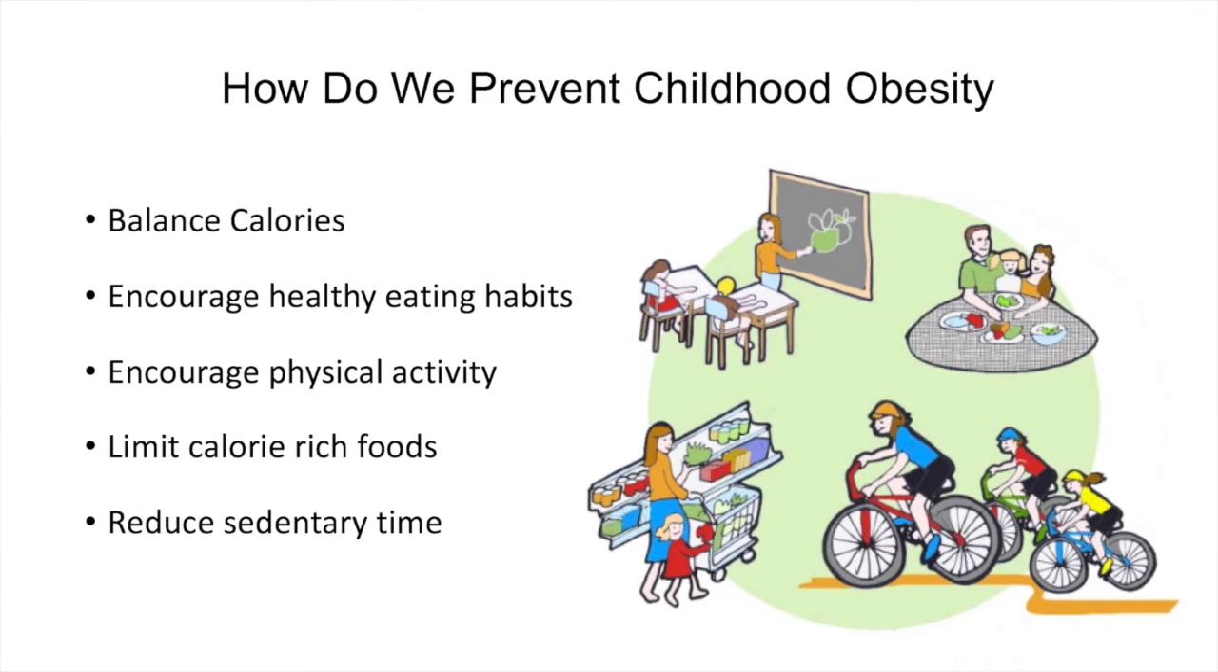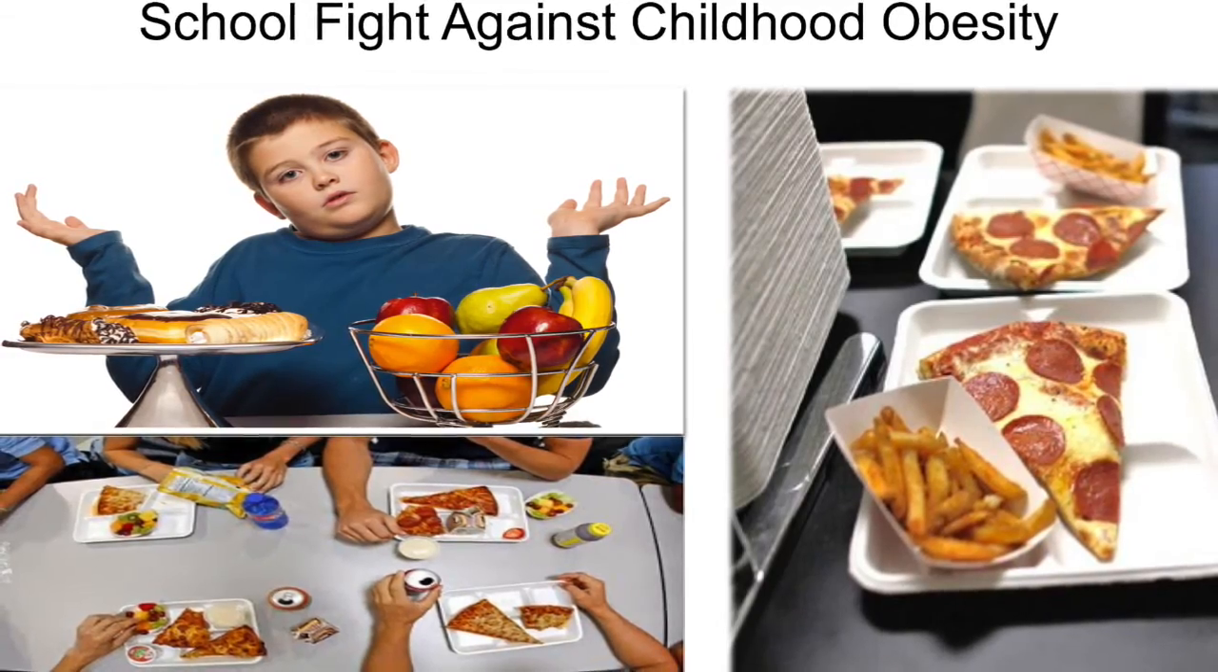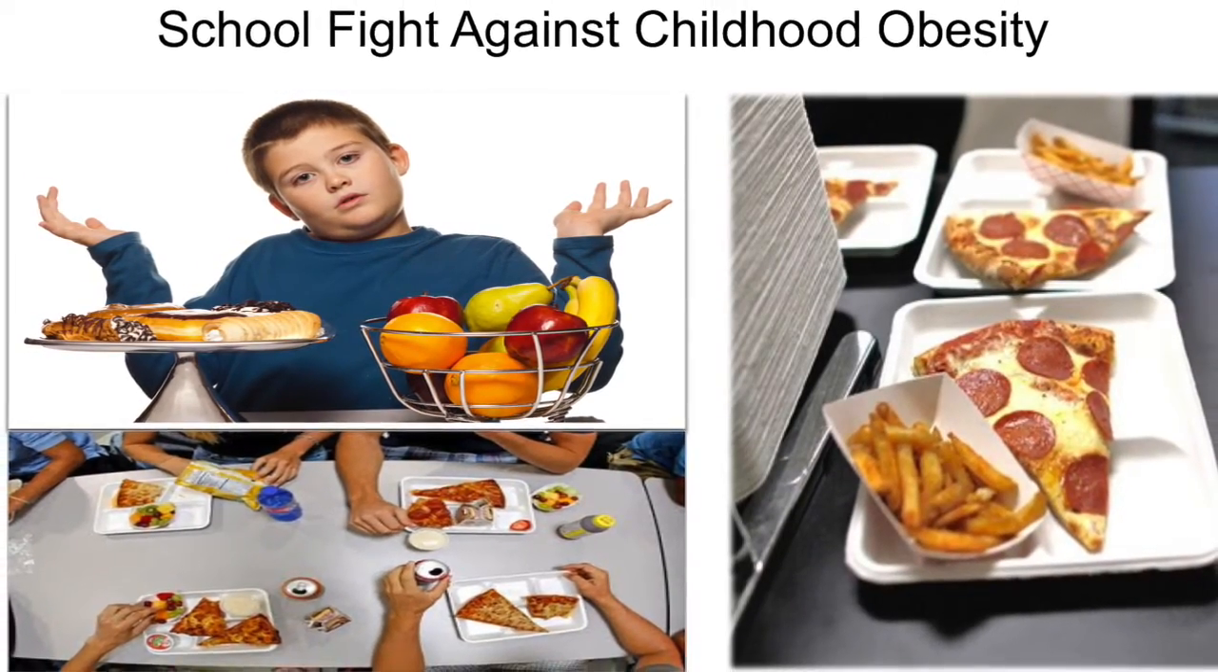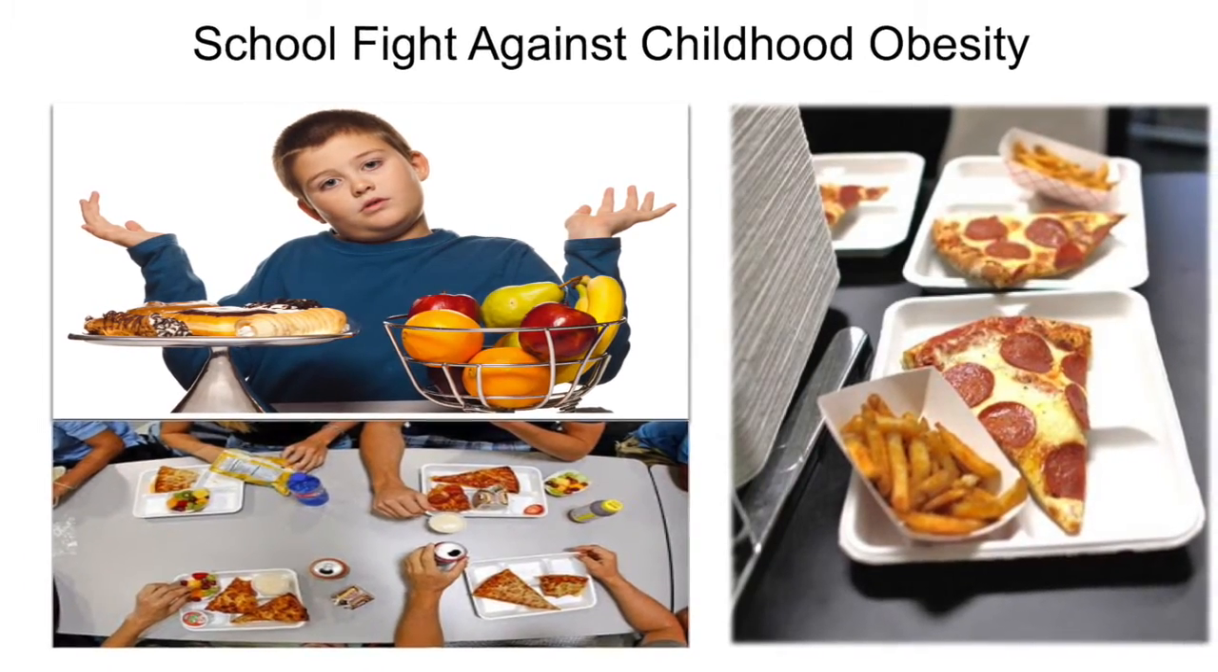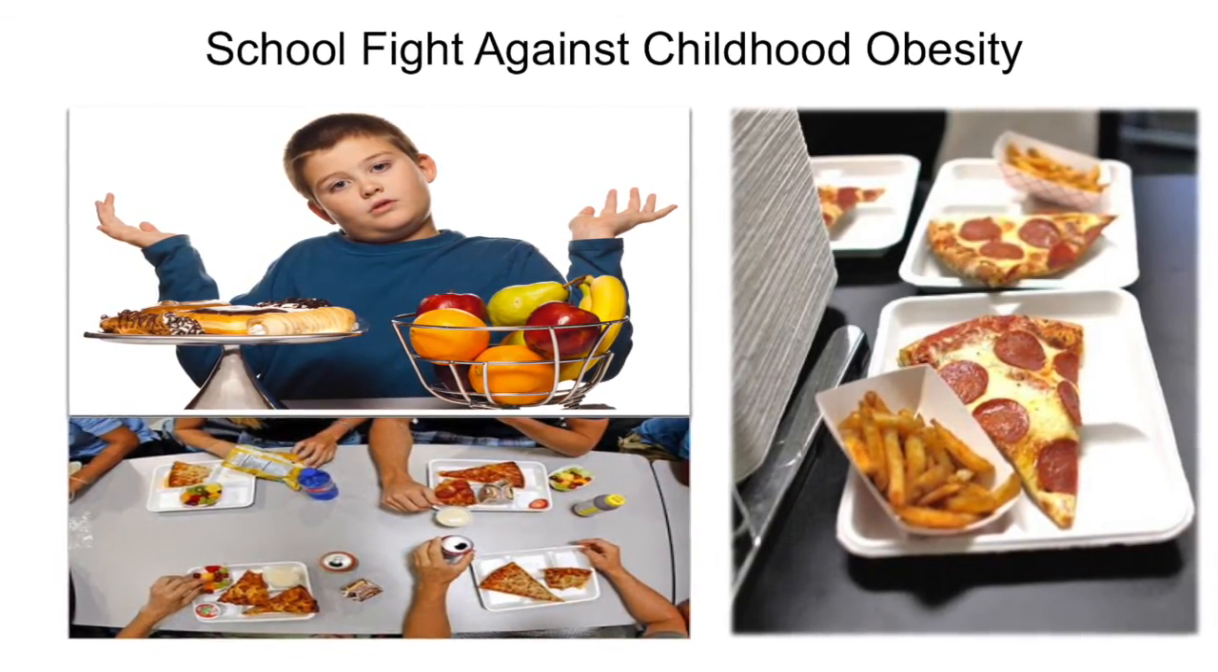How do we prevent childhood obesity? By teaching children how to balance their calorie consumption, we need to encourage healthy eating habits and physical activity. We need to limit fast food and reduce sedentary time. Community and schools have a strong influence in children's health. The school system has made significant changes in the lunch program and physical education curriculum to fight childhood obesity.